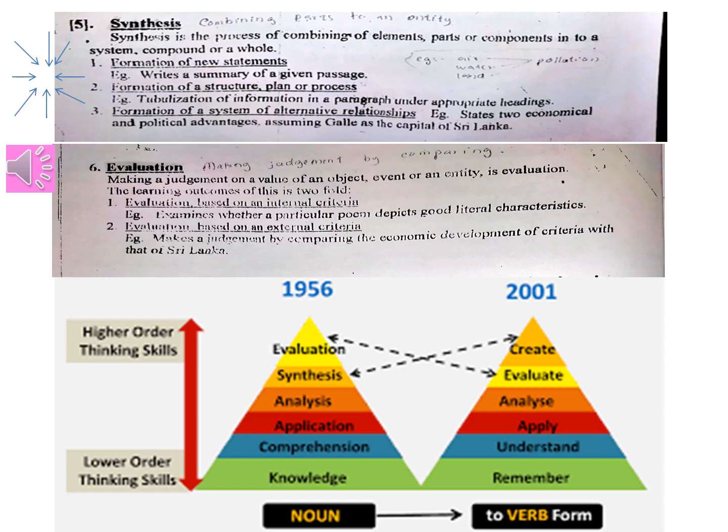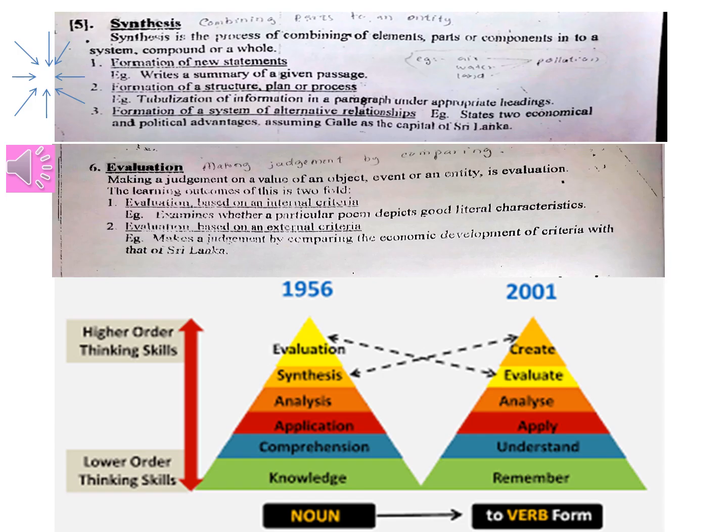Analysis, the ability to segment an entity and find the relationship among the components. Synthesis, the ability to combine different components into a single unit. Evaluation, the ability to compare and make judgments. To compare, you should know, you should understand, right, what is given there. Then only you can do the comparison. That's the highest step. All right.